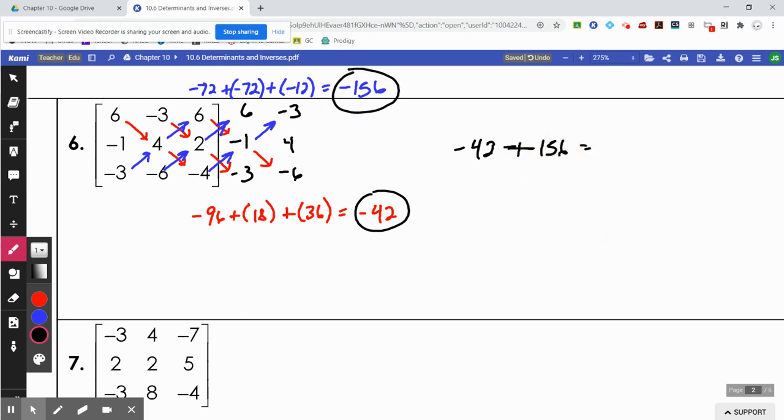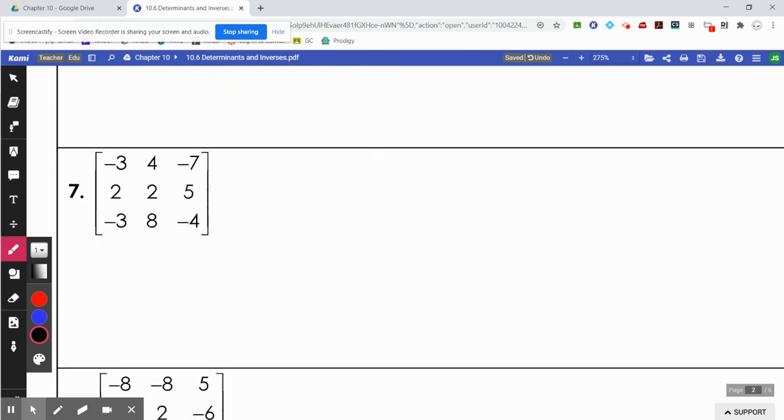Minus minus makes a plus, and that gives you a final answer of 114. Number 7, let's do it again. Recopy your first two columns, negative 3, 2, negative 3, 4, 2, and 8. Your downs are here, here, and here.